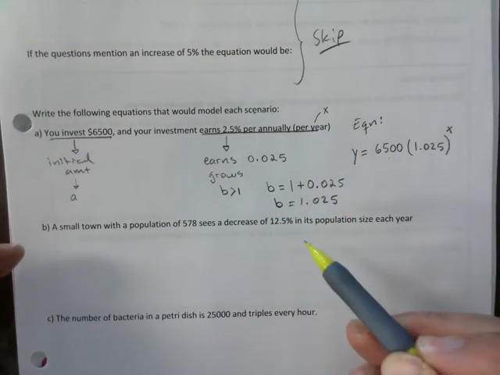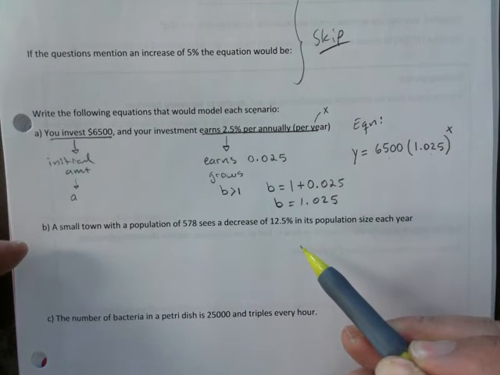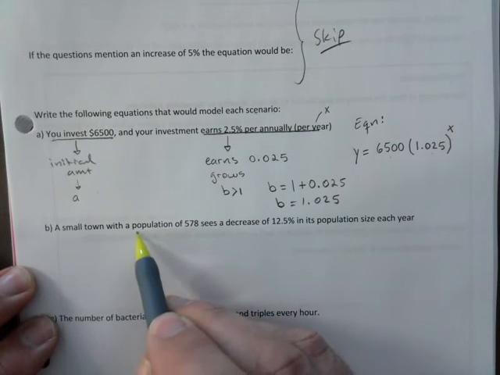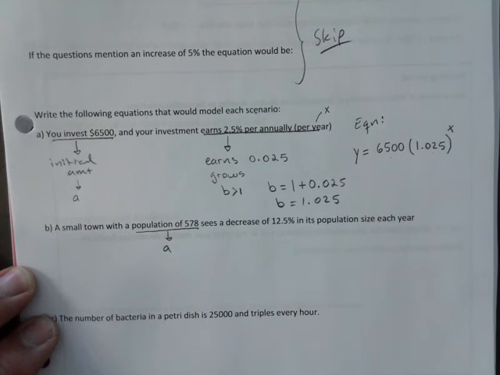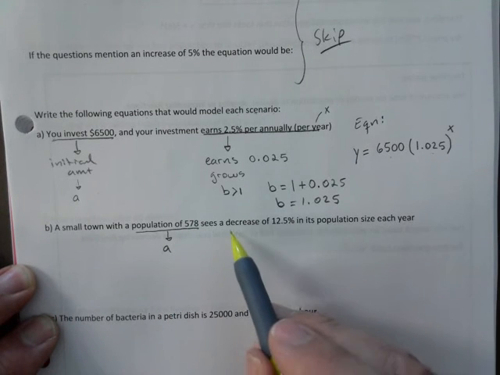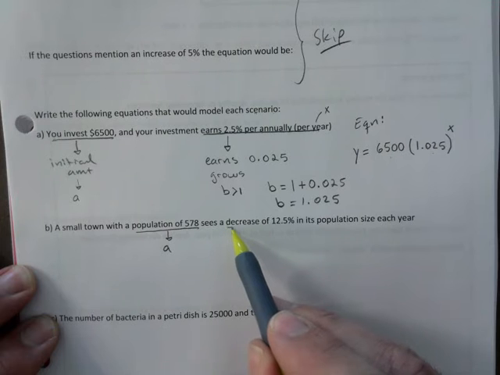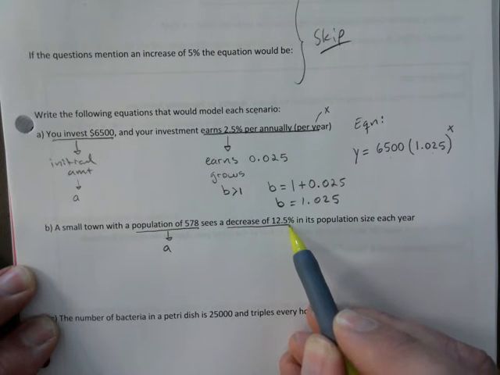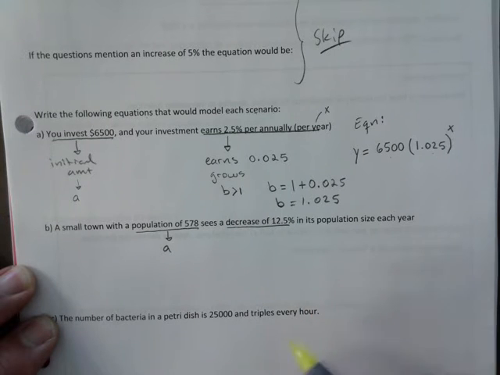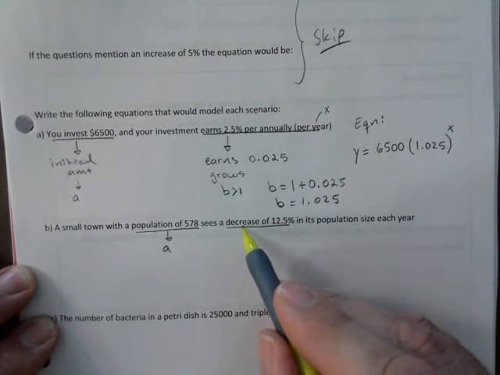Let's keep going. A small town has a population of 578. That is A, the initial population. Watch this. There's a decrease. People are moving away, right? Or nobody's moving in. People are just dying off, right?